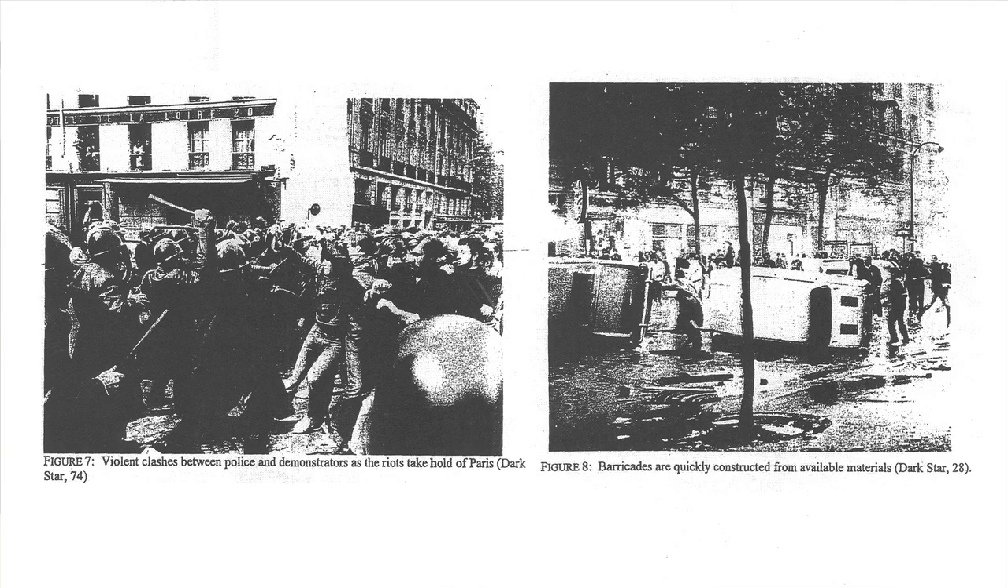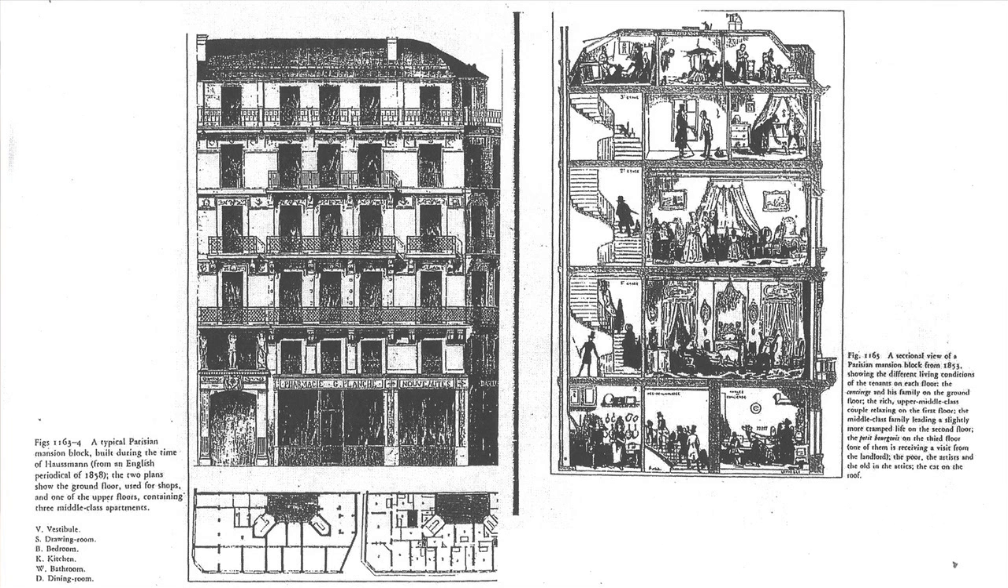The next page indicates another use of the streets: the two revolutions of 1848 and 1871, the idea of the street as a system of barricades. The next page is a section through the boulevard house. This is a typical section in a Haussmann elevation.